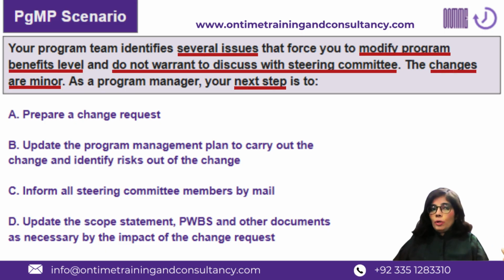And the other important point is that those changes are minor in nature. So the steering committee approval is not needed, or in other words, those changes are within the threshold limit or within the authority level of program manager, right? So knowing this scenario, what is the next action step or next process related step you would take? If, of course, the change management process is going to be discussed in this scenario.